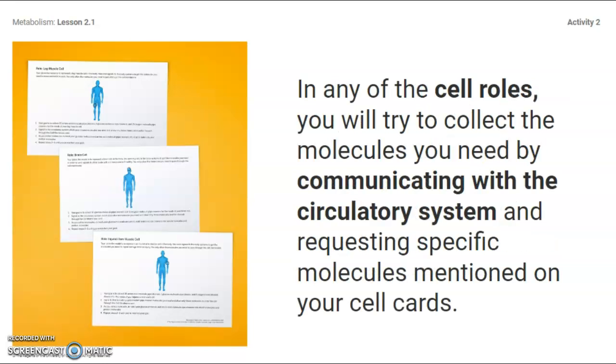Remember, you want to make sure you get molecules to every cell because otherwise that part of the body will die off or not work well because it won't be getting what it needs. So in any of the cell roles, you'll try to collect molecules you need by communicating with the circulatory system. So you are going to be the only ones in the class that are going to be communicating with those at the circulatory system saying, hey, I need this. Your card's going to tell you what you need in order to survive. So you're going to need to request those from them so that they can pass them along to you.